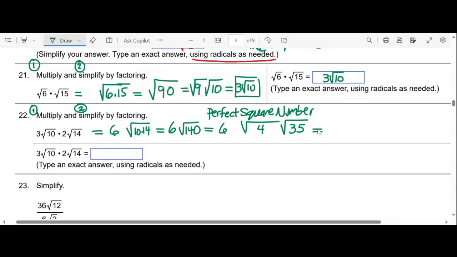So what's the square root of 4? 2. Square root of what? 35. So what will be your final answer? 2 square root of 35. Very good. You're so smart today. No, we don't put anything here. Okay? No, it's just only positive. Okay?